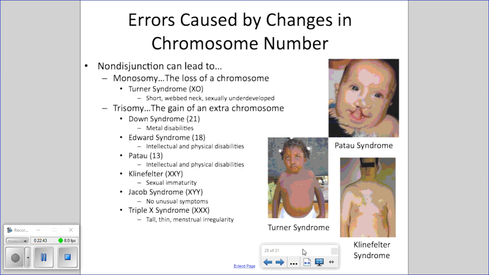Now, if fertilization occurs with these gametes that have extra chromosomes or a loss of chromosome, it can result in genetic conditions. So there is monosomy, where you have the loss of a chromosome, and you have trisomy, where you have the gain of that extra chromosome. And the most common trisomy is trisomy 21, which is referred to as Down syndrome. And this is an extra copy of chromosome 21.